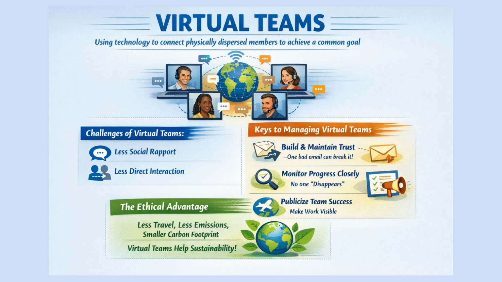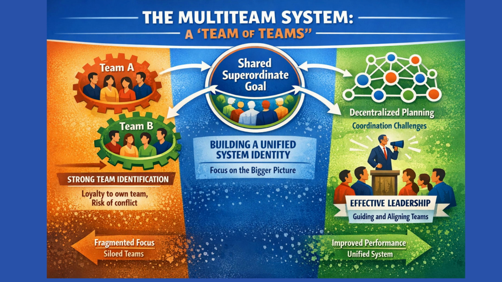There's also a strong ethical angle here. Virtual collaboration can reduce travel and reduce an organization's carbon footprint, which can be an important sustainability argument. 5. As tasks become more complex, organizations often scale up using multi-team systems, a team of teams. A multi-team system is a collection of 2 or more interdependent teams that share a superordinate goal.